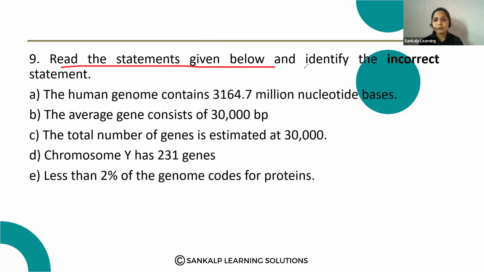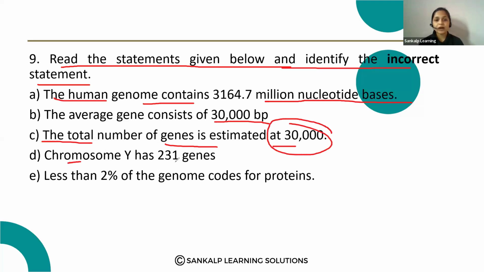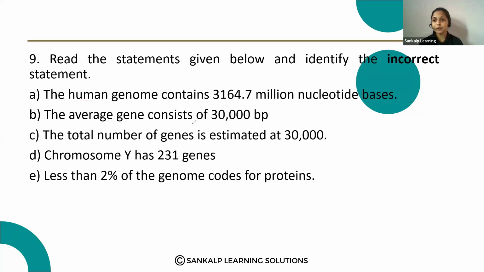Read the statements given below and identify the incorrect statement. The human genome contains 3164.7 million nucleotides. So this question is related to the Human Genome Project. The average gene consists of 30,000 base pairs. The total number of genes estimated at 30,000. Chromosome Y has 231 genes. Less than 2% genome codes for the proteins. Which one is the incorrect statement? You have to find out.